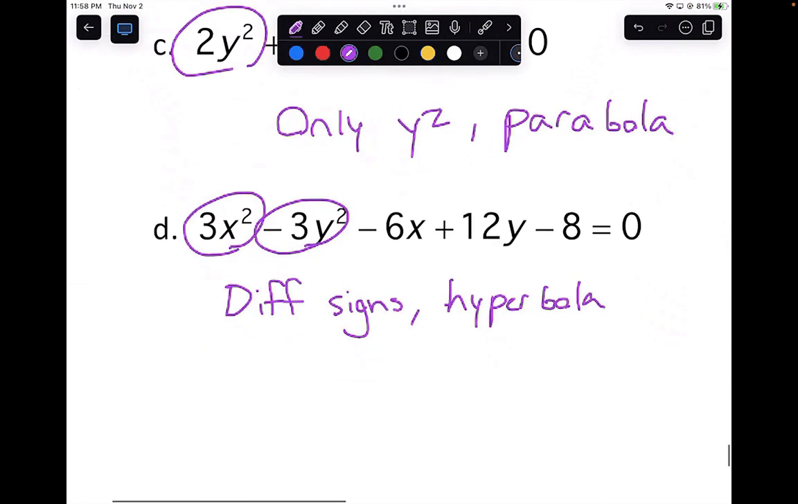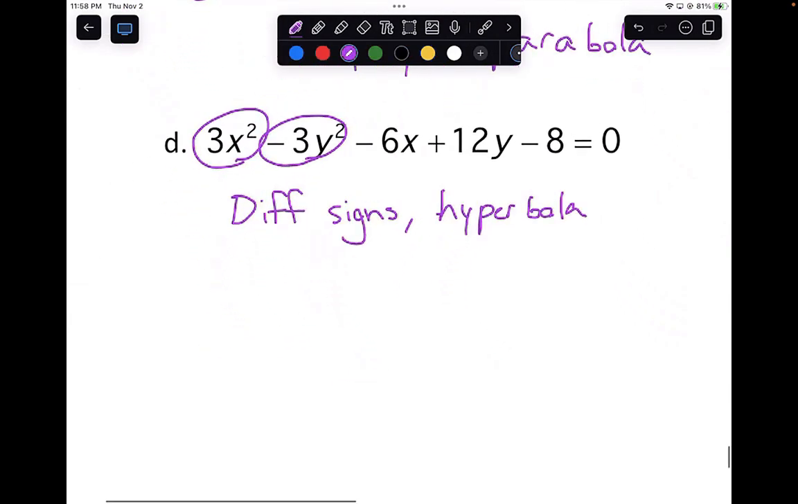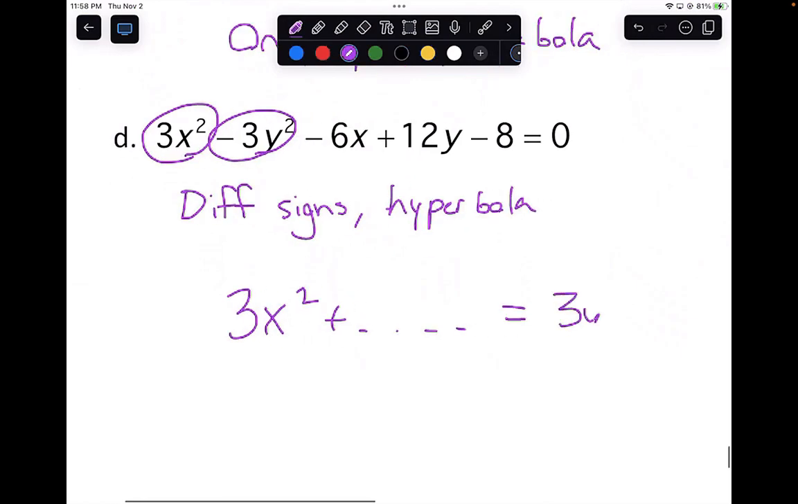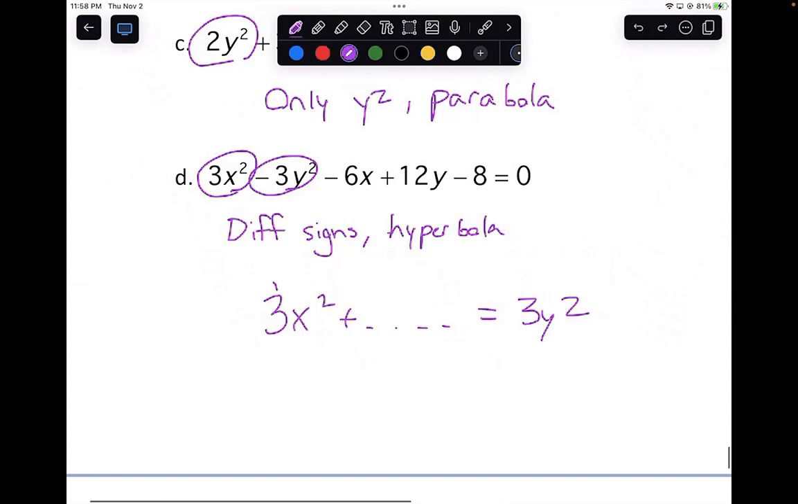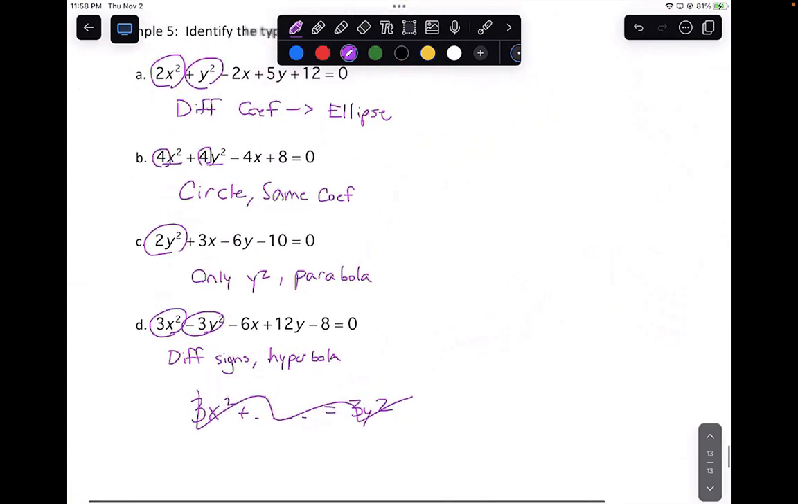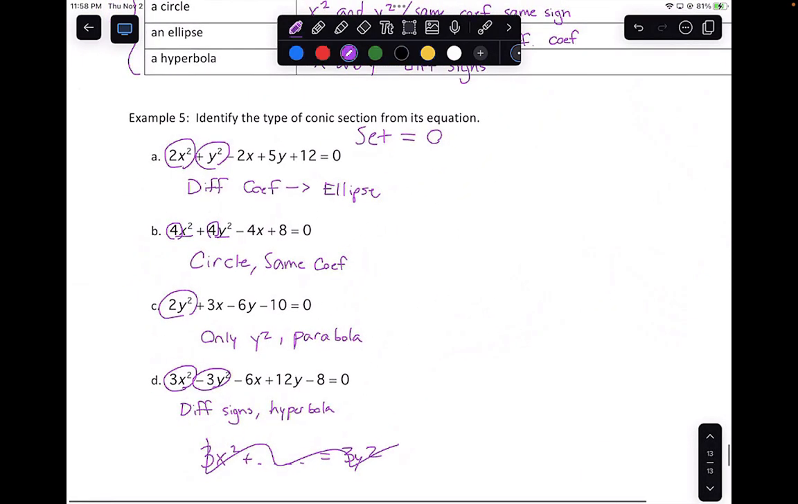Like I said, just be careful. If they give you one like 3x squared plus so on and then equals 3y squared on the other side, when you subtract it over, it will be negative, and therefore it should be a hyperbola again. So just make sure it's always set equal to 0. Otherwise, you might get some errors there.